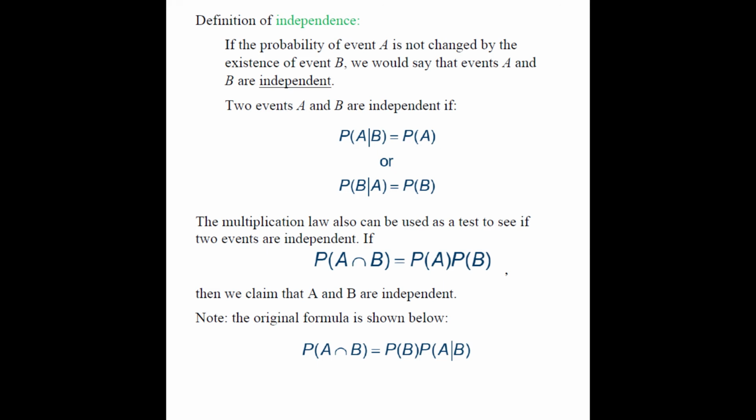For example, we roll a dice, then flip a coin. Whether we get a 1, 2, or 3 when we roll a dice has nothing to do with flipping a coin. These two events are independent.